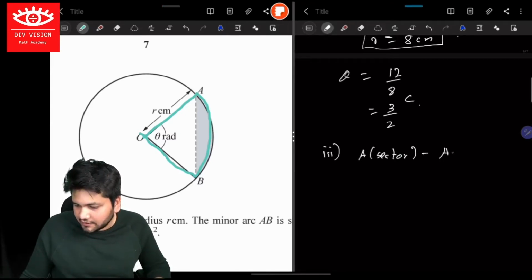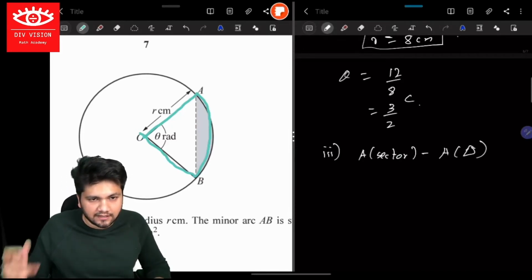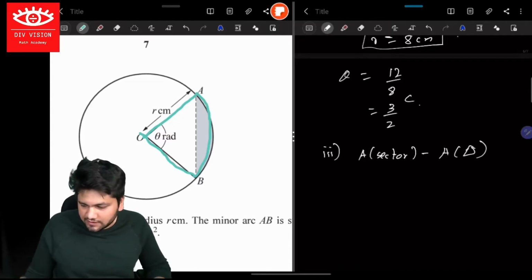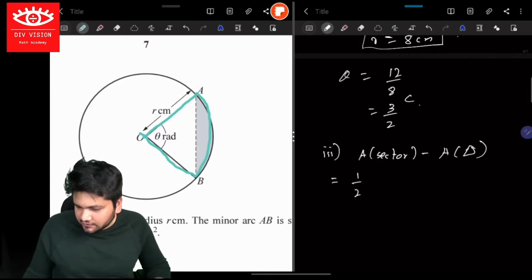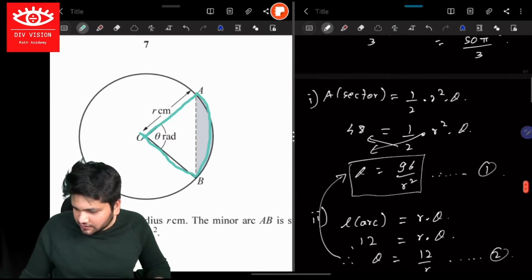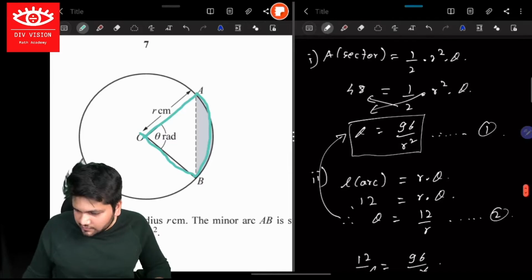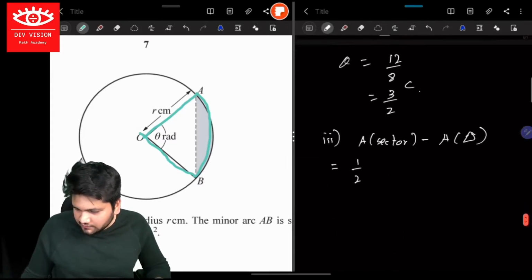minus area of triangle. Now I told you that the sine rule will be used for the area of triangle, so that's why we are going to use it here. So area of sector is going to be half into r square theta. We already know it's basically 48. So we'll use that.